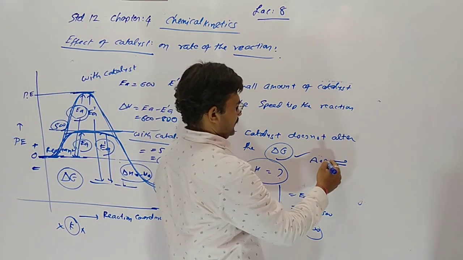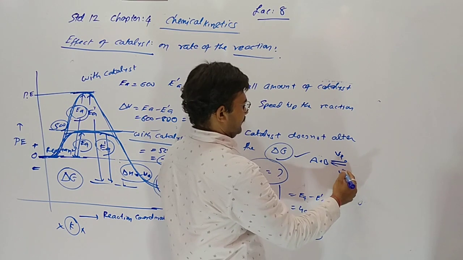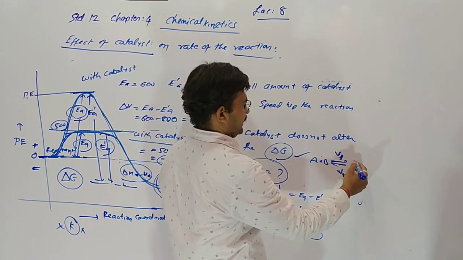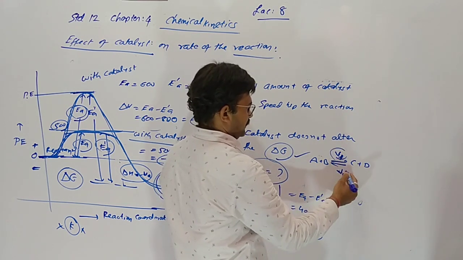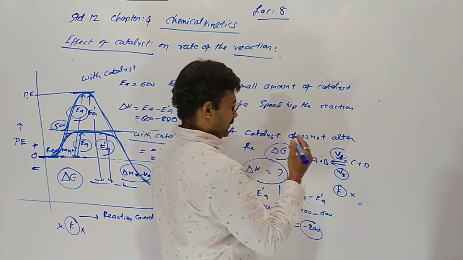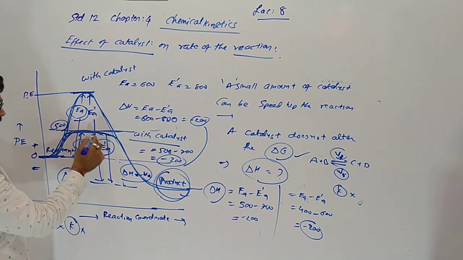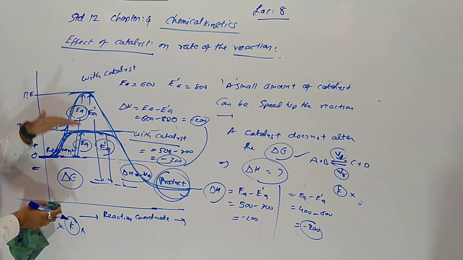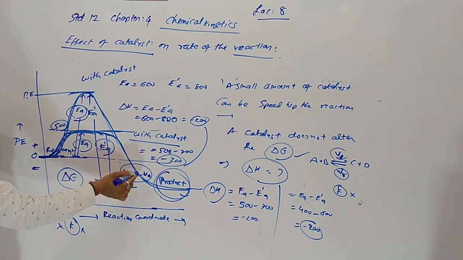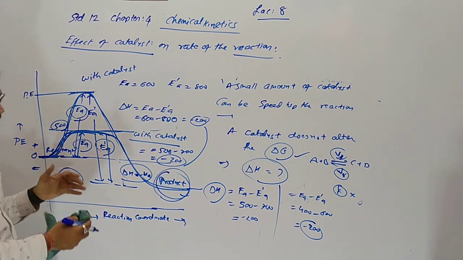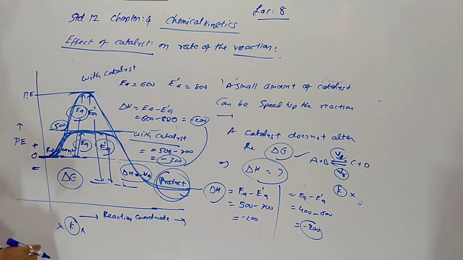Catalyst increases the velocity of forward and backward reactions, both sides. So the equilibrium constant never changes. Delta H, delta G, K never change. Only the speed of the reaction changes, only decreasing the activation energy of forward and backward reaction. So equilibrium is reached faster and we reach equilibrium very speedily.